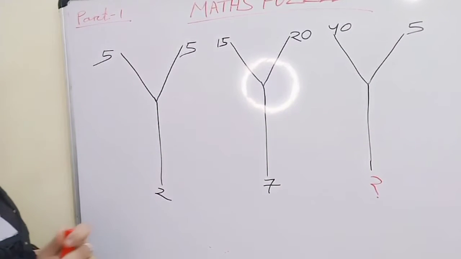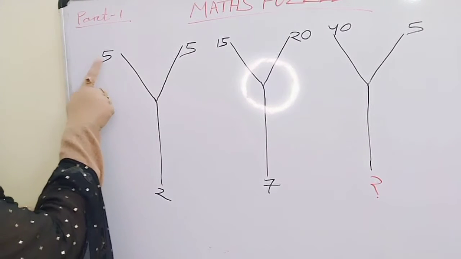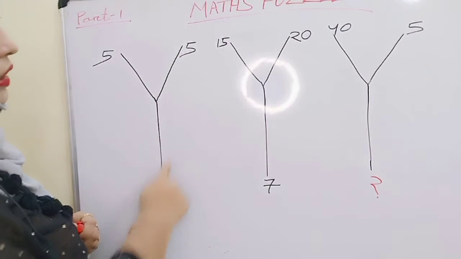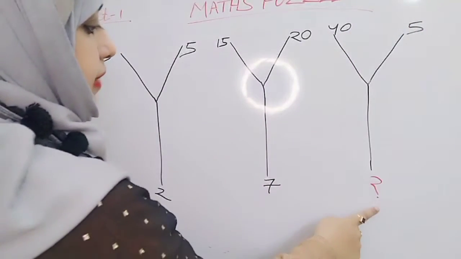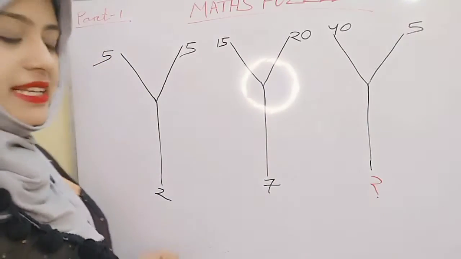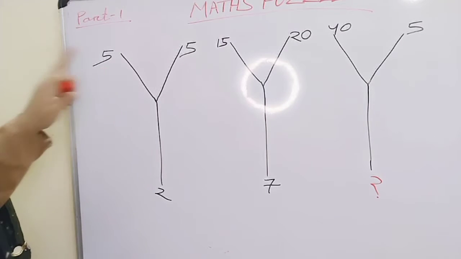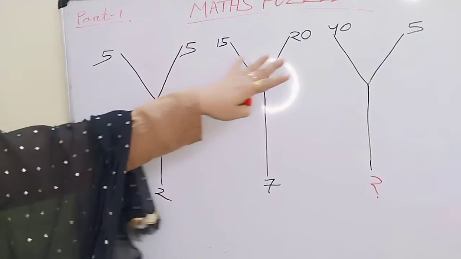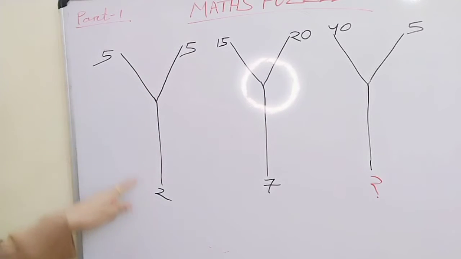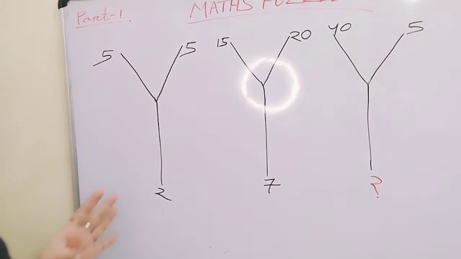Okay guys, let's solve another puzzle. You can see this figure. Here two numbers are 5, 5, 2, 15, 27, 45, and what comes in this place? Okay, so if you notice, all the numbers in the upper space are big and the lower space are small. So what you have to do?